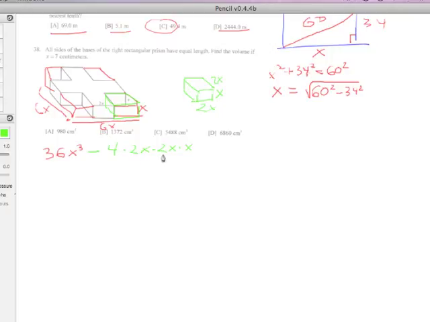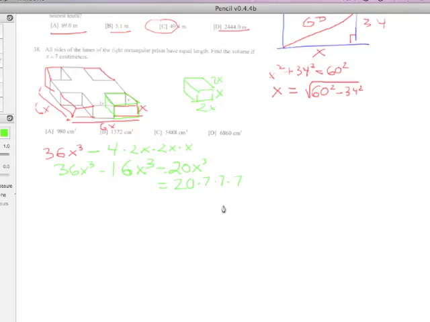And 4 times 2 times 2 is 16, and there are 3 x's there, so x cubed. So 36x cubed minus 16x cubed is equal to 20x cubed. We have 20x cubed, and so now we can plug in x, and it makes a lot more sense to do it at this point. Times 7 times 7 times 7.